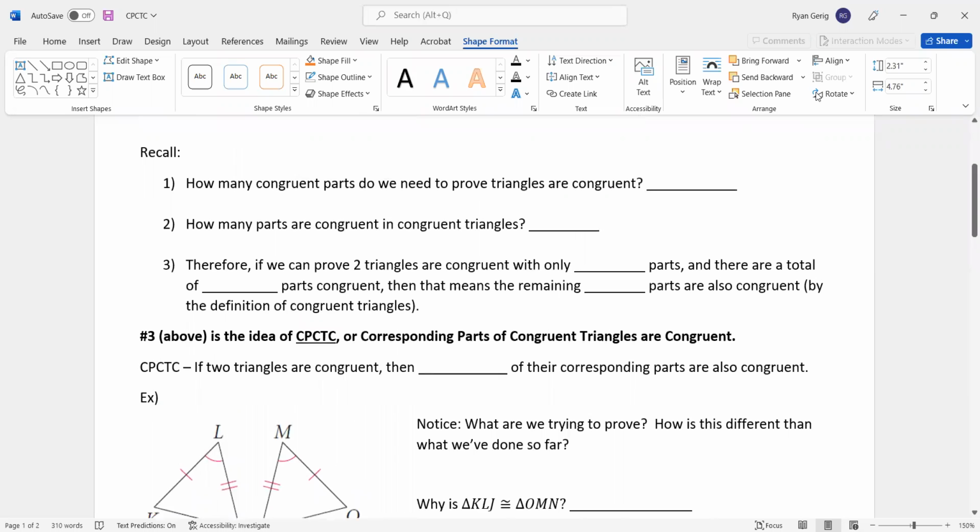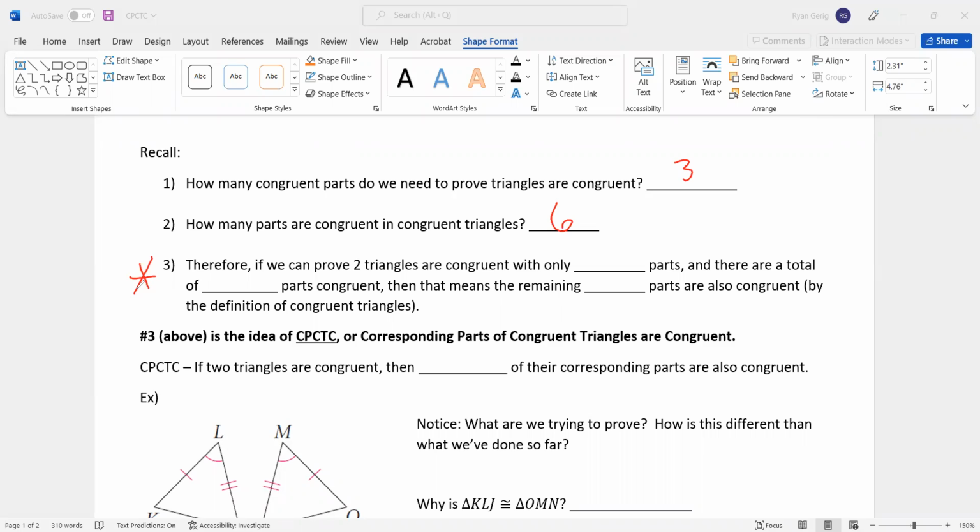How many congruent parts do we need to prove that triangles are congruent? Hopefully you've been paying attention in the last 3 lessons and you know that it's 3. Now, how many parts are congruent in congruent triangles? Go back to the first lesson. We talked about how there's 6 parts congruent. So there's a difference there. We need 3, but there's 6. This is your big idea right here.